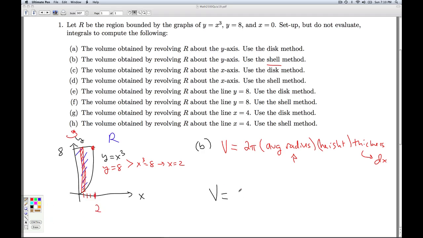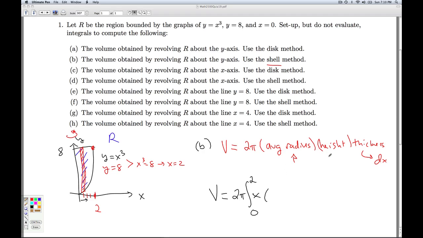So the volume by the shell method is 2 pi. I'm chopping up the x-axis, so I'm going to be integrating x from 0 to 2. The average radius is the distance from the axis out to the edge of the shell. So if x equals 1, the distance from the y-axis is 1. If x equals 1.5, it's 1.5. If x equals 2, it's 2. So at any given point x, the distance to the y-axis is given by x.